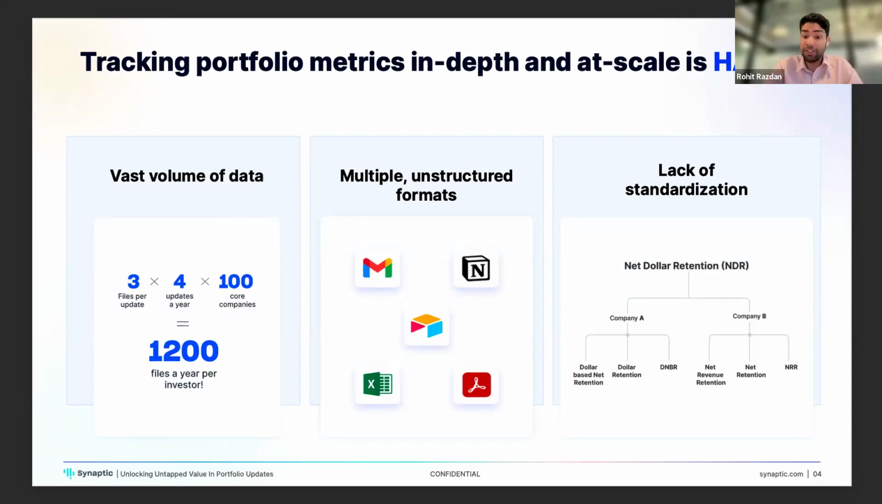The data comes across in multiple mediums, sometimes in board decks, MISs, emails, Slack, Telegram, WhatsApp. I use WhatsApp and Telegram a lot with my own investors. And the really rich insights come from face-to-face meetings. We've talked about this with multiple investors. So people want a module that just takes their notes from meetings and extracts data out of that.